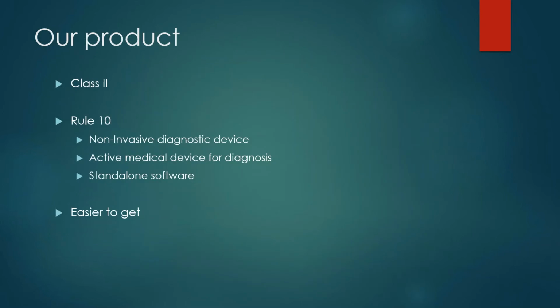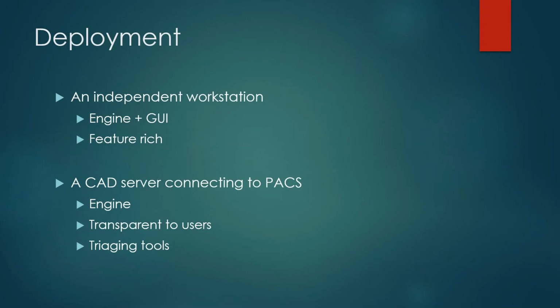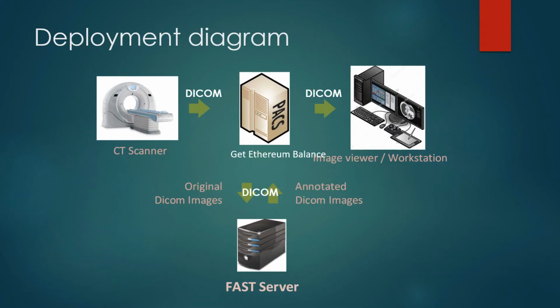So we belong to class 2, which is second easiest to get. Maybe above surgery scissors, but certainly much easier than maybe a pacemaker. For deployment, we're going to have two parts: engines for detection and a GUI for people to use, and through DICOM. I think these are technical, and because we're running out of time, let me be really fast.